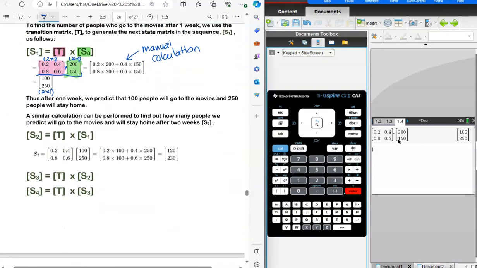So then if we keep going, if we want to find S2, what we can do is use the transition times state 1, which would be this new one. So if you want to do it on your calculator, you can just highlight that before. But what I want to do is I'm going to change this one to, oops, sorry.